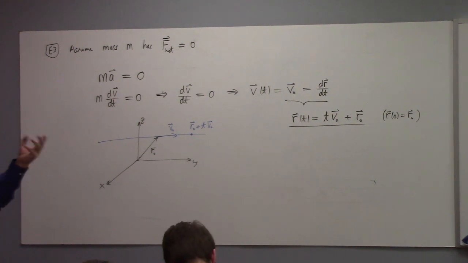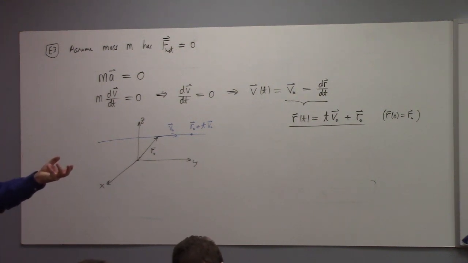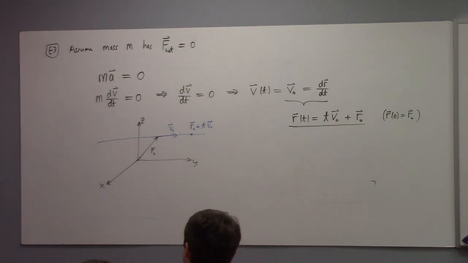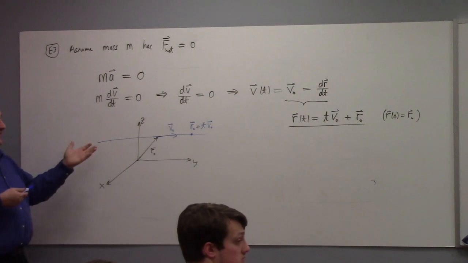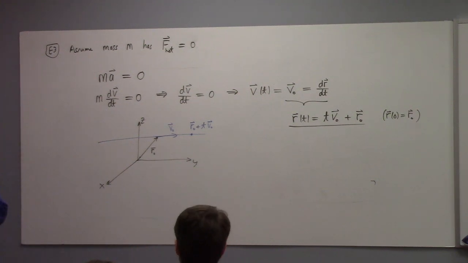So it seems like if the net force is 0, the motion is along a line. But that's what the first law said, right? Unless acted upon by an outside force, the body remains at rest or in rectilinear motion. So this is in some sense what the first law says. So the second law, in this sense, implies the first.